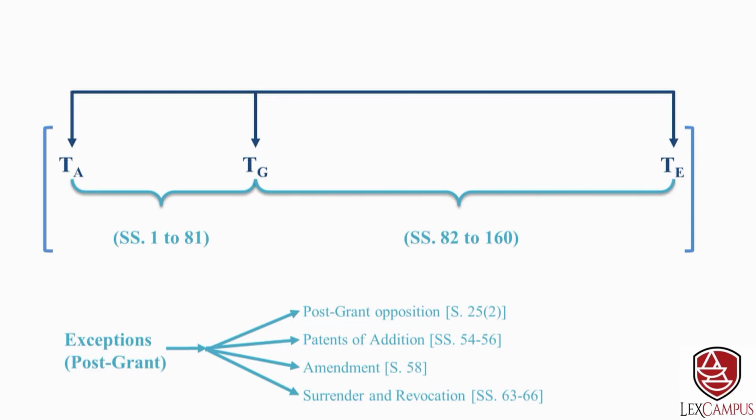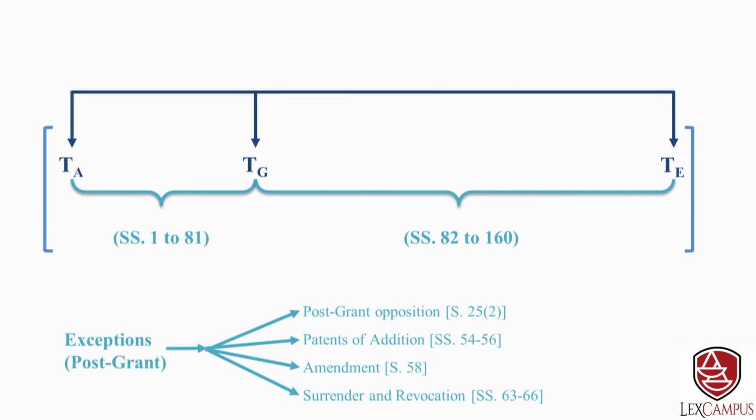Similarly, patents of addition, though mentioned under sections 54 to 56, which again come within the sections between 1 to 81, are events that happen after the grant. You could only file a patent of addition if you have already filed a patent in the first place.